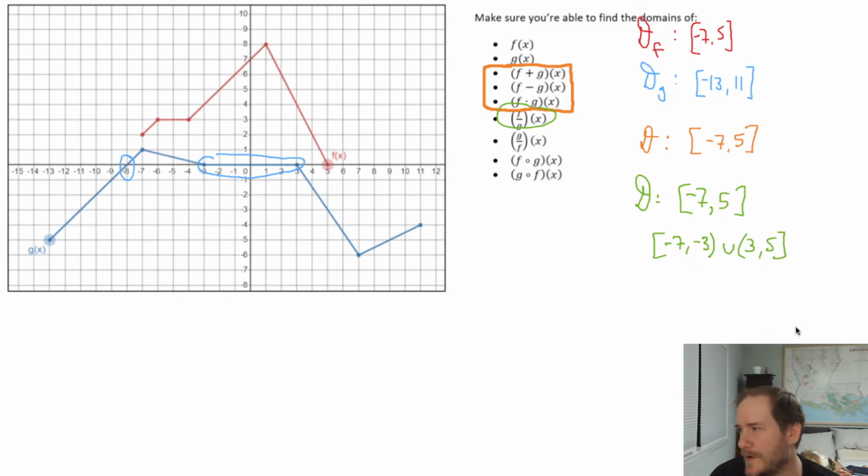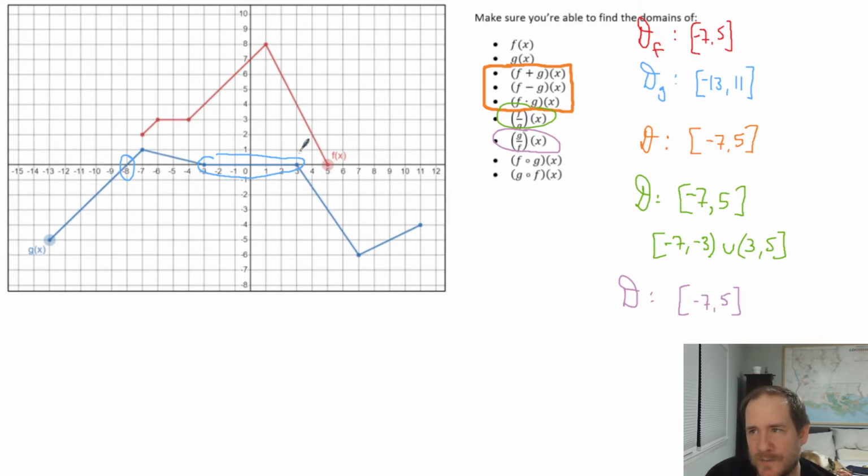Alright, so there's one. Said I was going to go fast, so here I go. Now this lavender one. Let's do g over f. Again, you're going to start with the intersection, so -7 to 5. Now this one's a smidge different because this time it's function f that I don't want to ever equal 0.